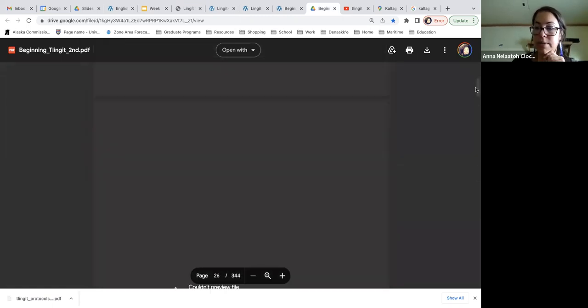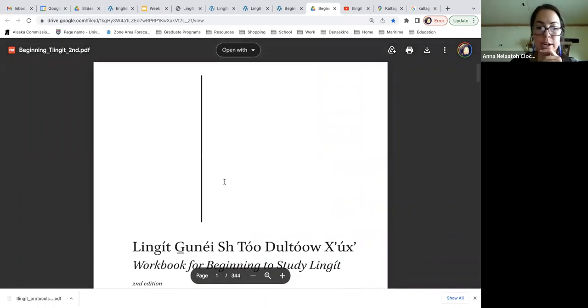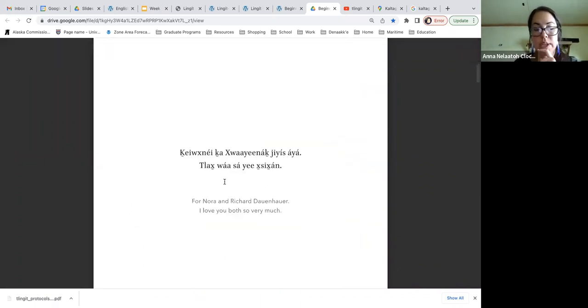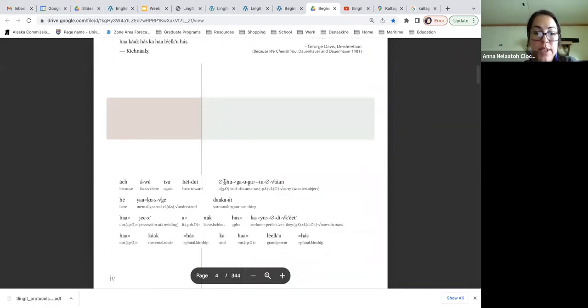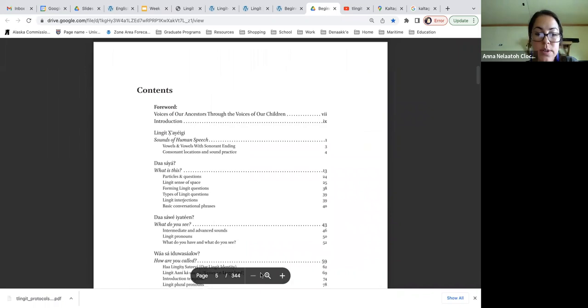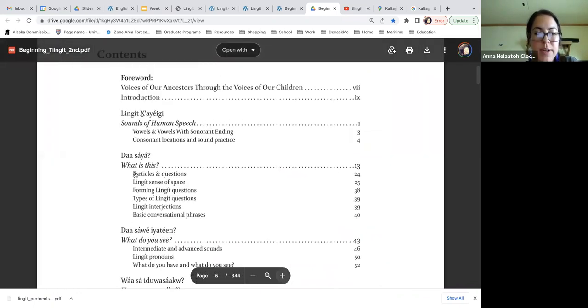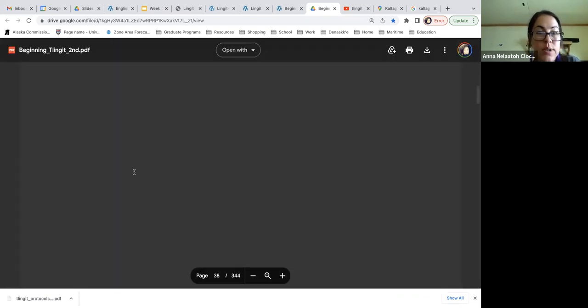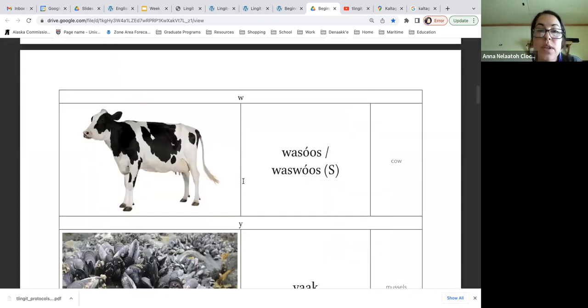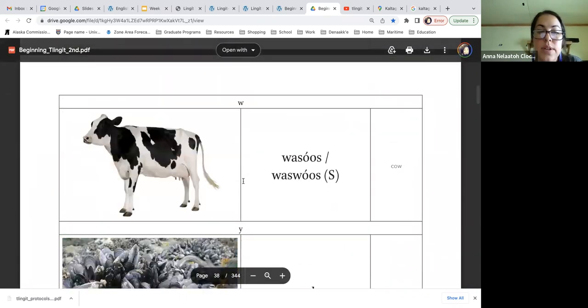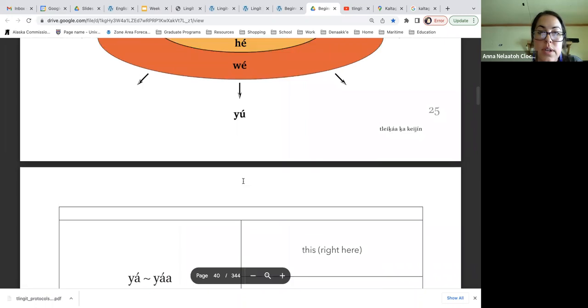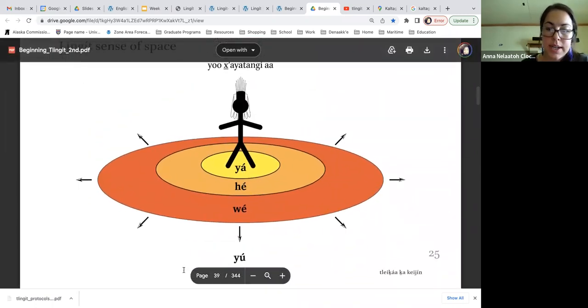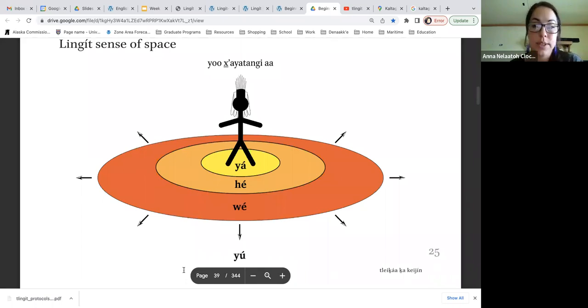And not everybody was here for that part, and it was a while back, but there's a really good section in the beginning Lingít workbook about these words, particles. Are they particles? Let's look at them. So in the first chapter, Dasaya, we can go to the section on particles and find in these words, ya, he, we, and you, refer to spatial awareness, so sense of space.